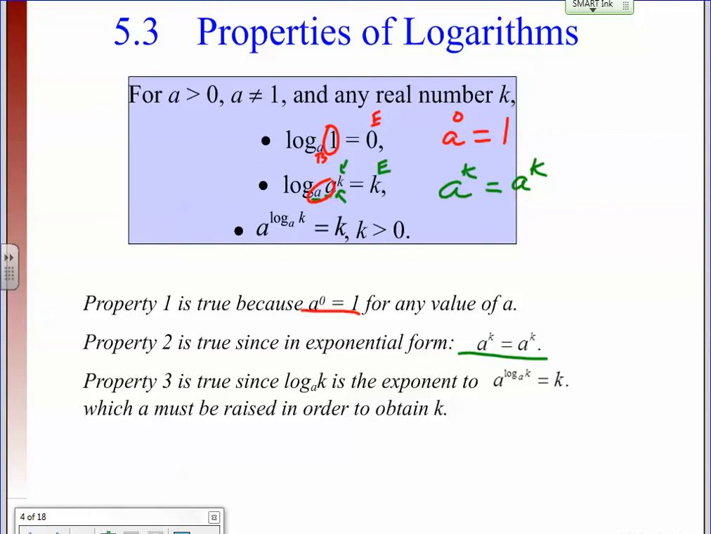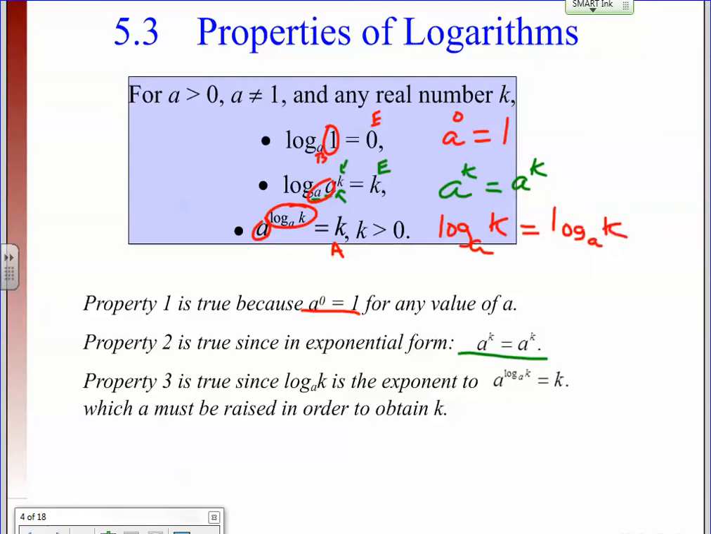Okay. The last one, we have an exponent function, but the exponent is a log. It's raised to a log power. Okay. So we translate this one. Property 3 is true since it is the exponential form of that. So what does that mean? It means that if I change this to a log function, it's going to be log. What's my base? My base is a. What is my argument? My argument is k. And what's my exponent? Well, my exponent is exactly log base a of k.